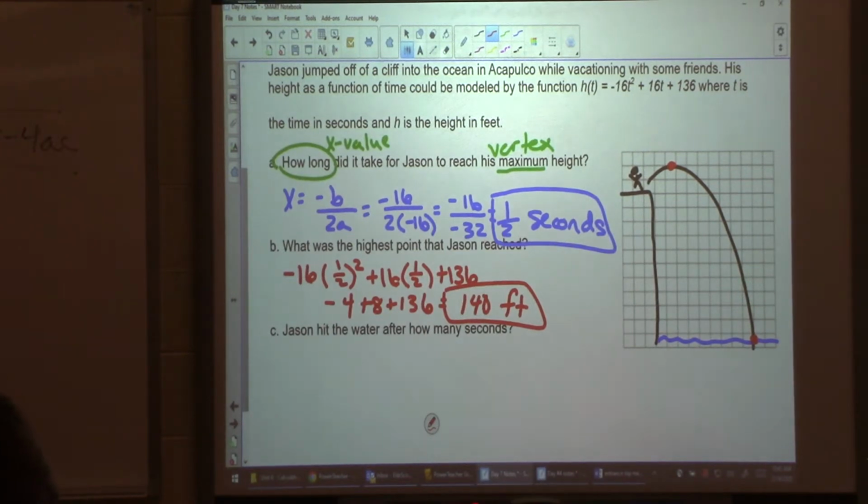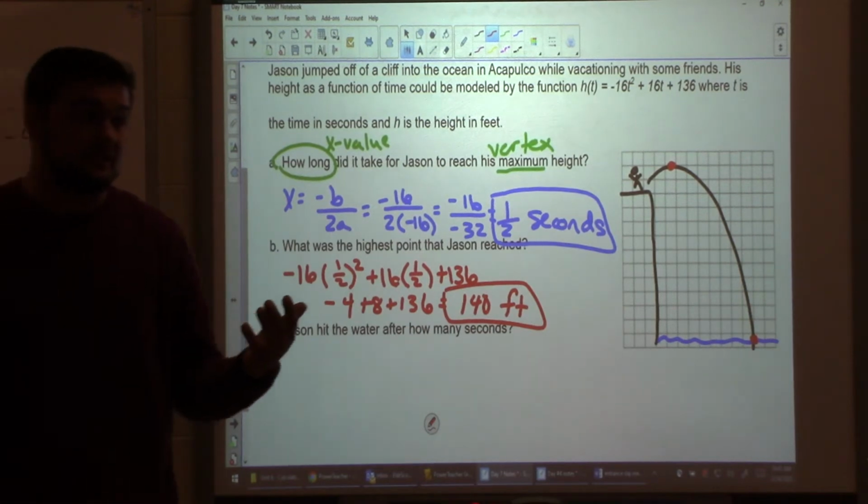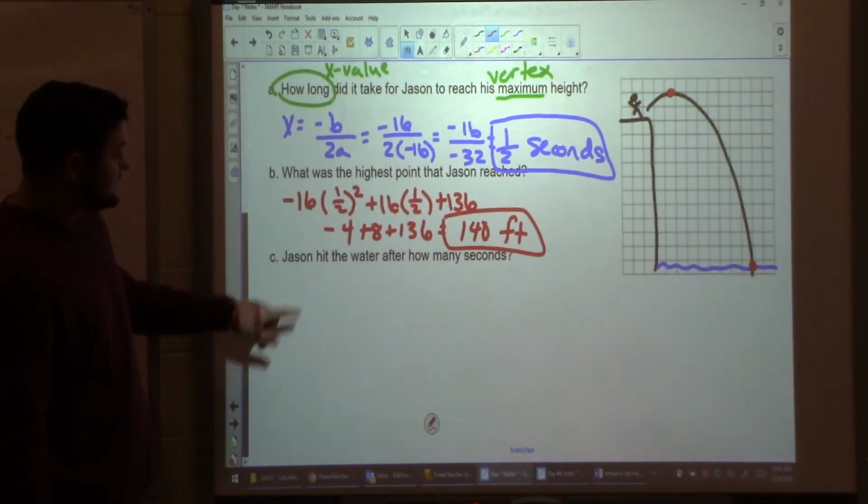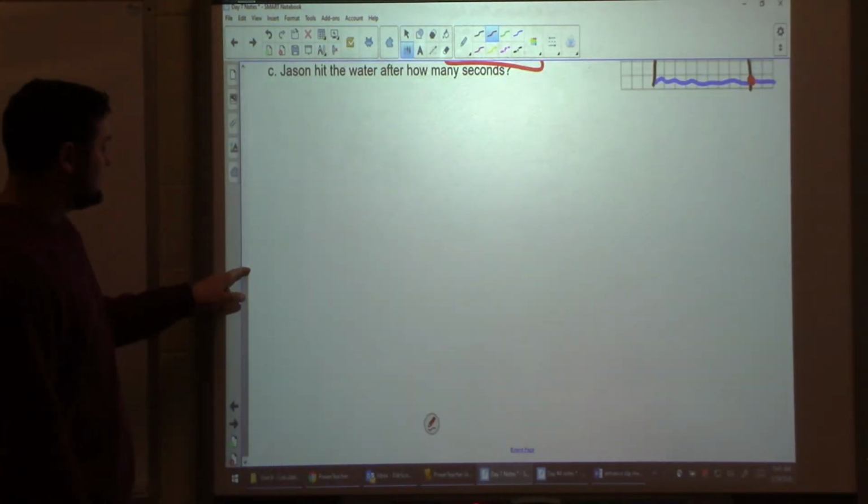Well, let's think. Do we know how long it's taking him? No, that's what it wants, right? He's going to hit after how many seconds? So we probably need to know his height to be able to solve this. Well, you tell me, does it give us his height? It gives us the highest. Think about it. When he hits the water, that's the point we're looking at. How high above the water is he when he hits the water? He's at 0 feet, right? If I'm hitting the water, I'm not above it at all. I'm at 0 feet.